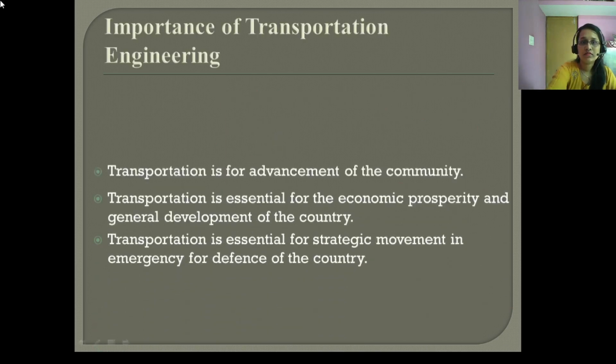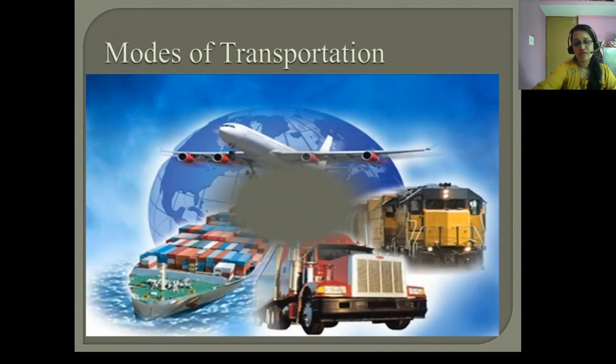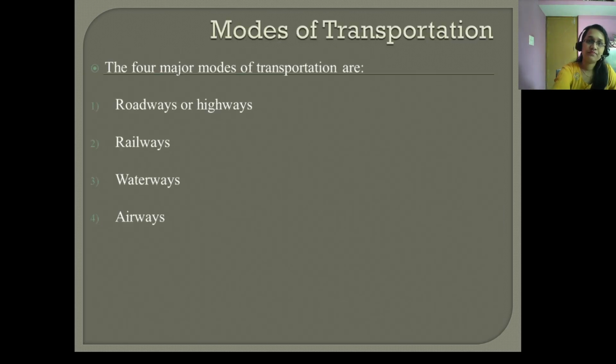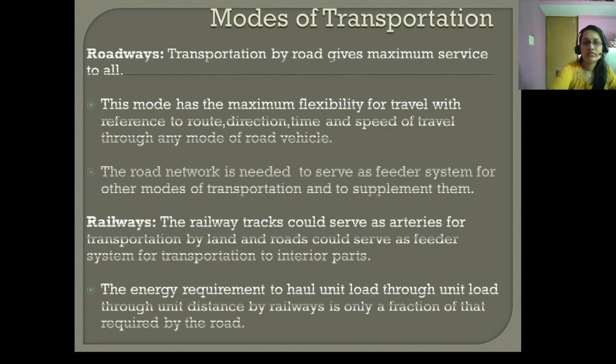Okay, coming to the modes of transportation. Now let us look at different modes of transportation. Now it is necessary to consider the movement of passengers as well as goods. People are required to move from one place to another place. Goods also are required to be moved from one place to another place. So there are different modes of transportation like roadways or highways, railways, waterways and airways. Let us look into all this in more detail.